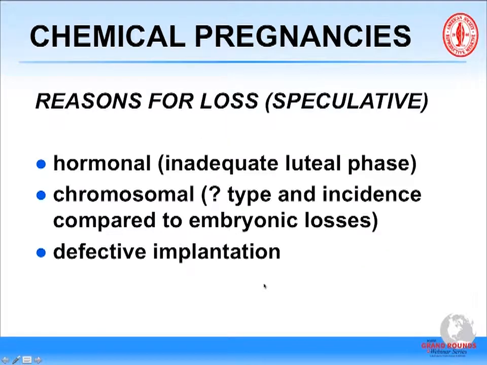Now, why do we lose chemical pregnancies? Well, we can only speculate. We don't have tissue to study. Are there hormonal reasons, inadequate luteal phase? Are there chromosomal reasons? If so, what's the type and incidence compared to the embryonic losses that I'll talk about in a moment? Is there defective implantation?